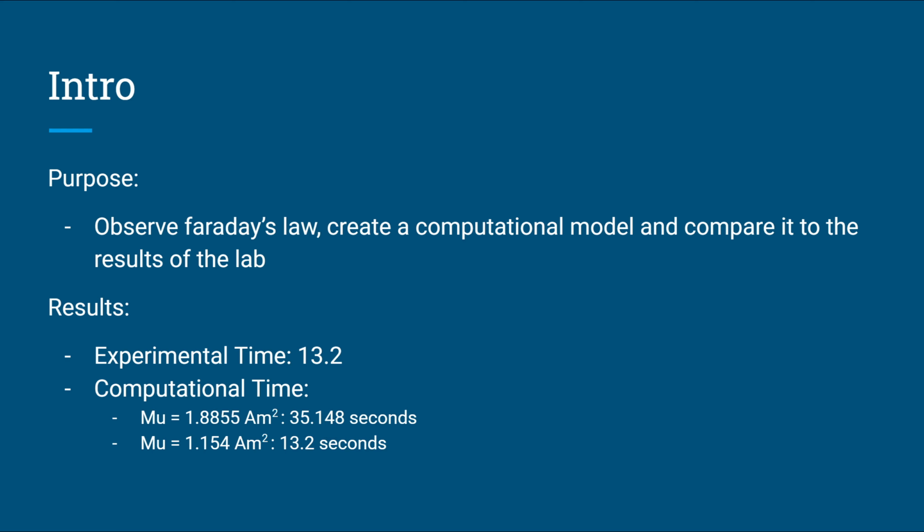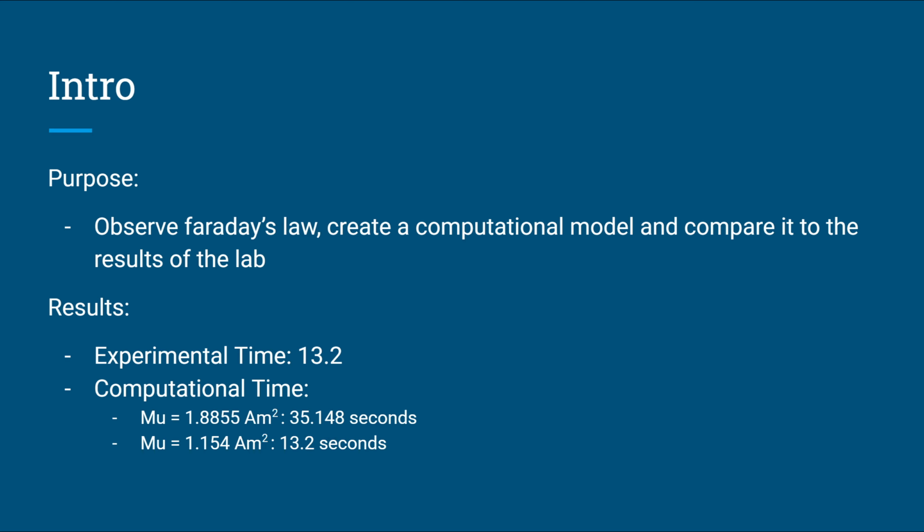So the overall results of the experiment, we resulted in an experimental time of 13.2 seconds, and when we then simulated the same thing, we got two different computational value estimates. The first one was with a dipole moment value, a mu value of 1.8855 amperes per meter squared, and this gave us a time of 35.148 seconds for the magnet to fall through the tube. And the second value we computed was an attempt to match the experimental time, and this resulted in a mu value of 1.154.